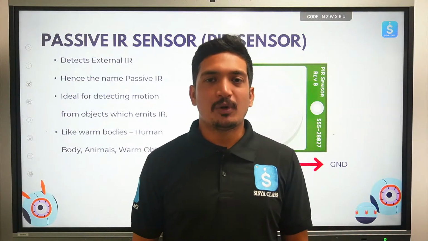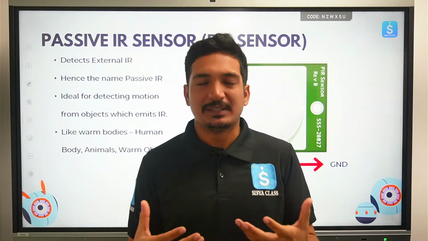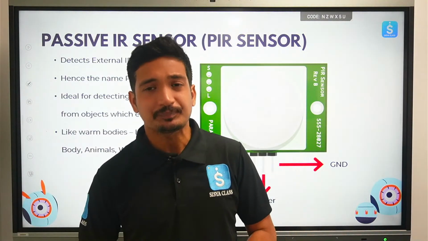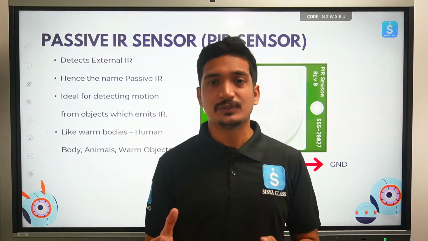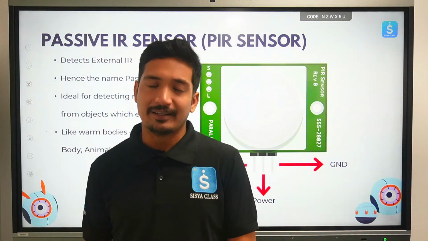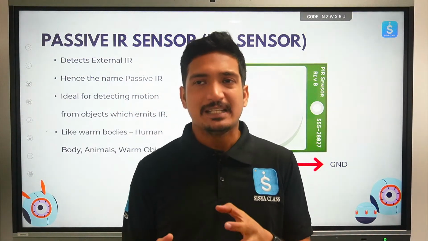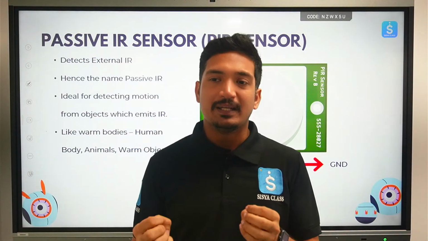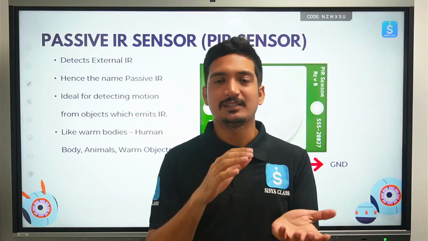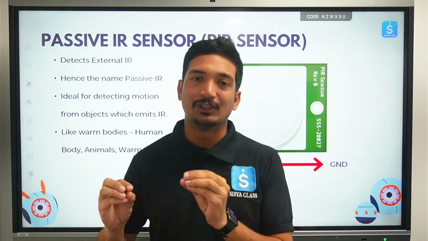So basically our human body emits infrared radiation, but the radiation is very small, and infrared radiation is something that we cannot see with our naked eyes. Okay, also a hot vessel can release infrared radiation. An animal can also release infrared radiation. So basically what happens is, any hot object which is in the vicinity of this sensor, the infrared radiation coming out from that object is sensed by this sensor, the PIR sensor, and that's how this sensor actually works.